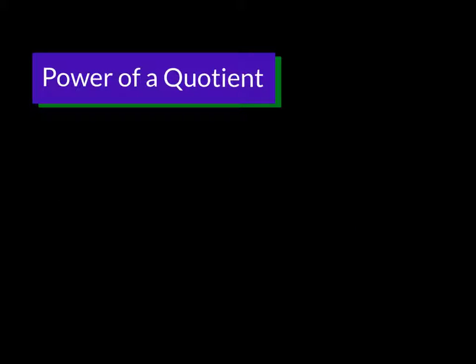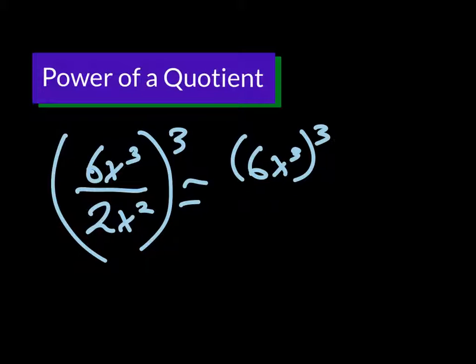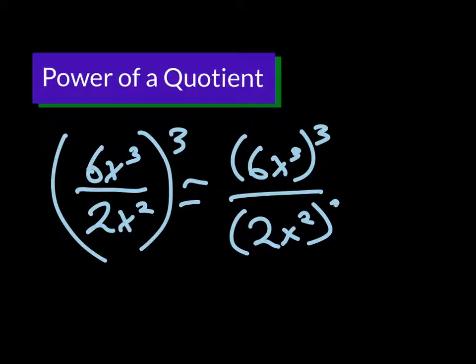Okay, so let's go out on a limb here and apply this power of a quotient rule to some actual numbers and variables. So say we have 6x to the third over 2x squared, and all of this is to the power of 3. So the first thing we're going to do is apply the power of a quotient rule, which tells us that the power outside the parentheses applies to each part of the quotient. So that gives us 6x to the third, over 2x squared, to the third.